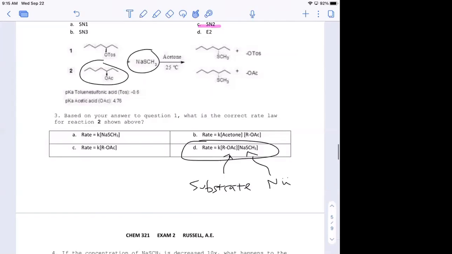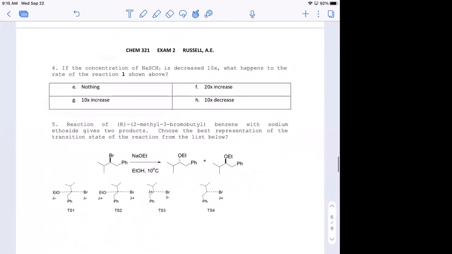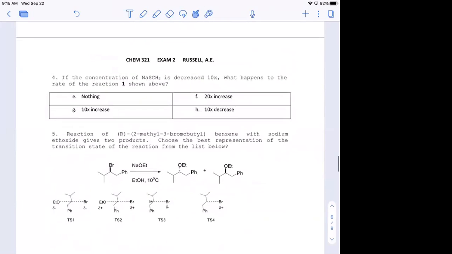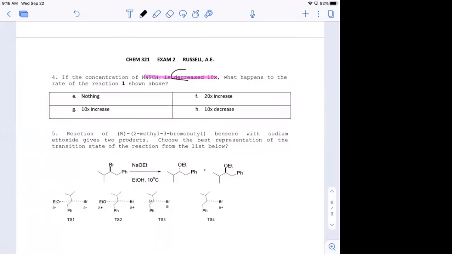All right. And the next question, let's answer that, and we're going to jump down to another page. If the concentration of sodium methyl sulfide is decreased by 10 times, what happens to the rate? If it's SN2 and it's following that rate law, what happens if I decrease the concentration of sodium methyl sulfide by 10? I mean, 10 times decrease. The rate should reduce by 10 times, right?